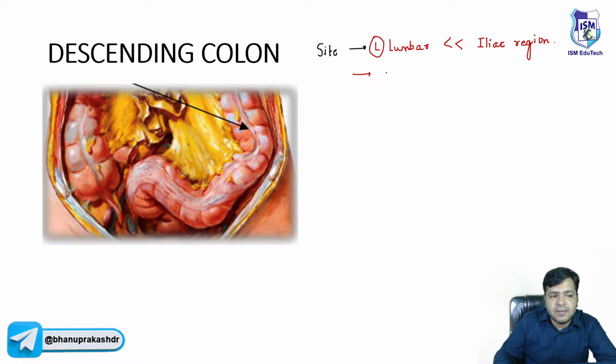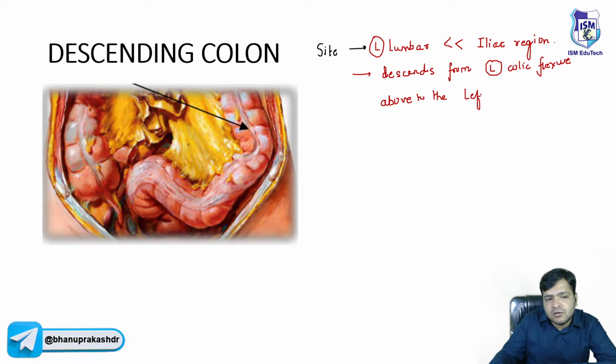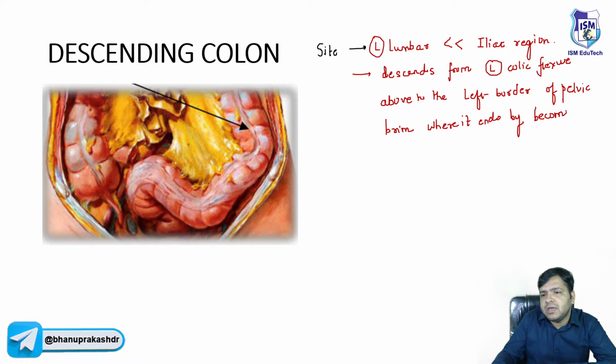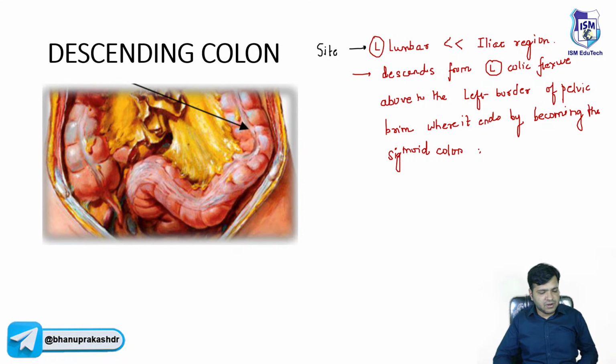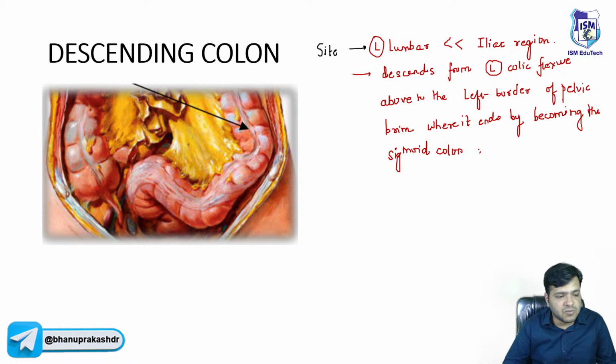Remember, it descends from the left colic flexure above to the left border of the pelvic brim, where it ends by becoming the sigmoid colon. Above, what is present? The left colic flexure.